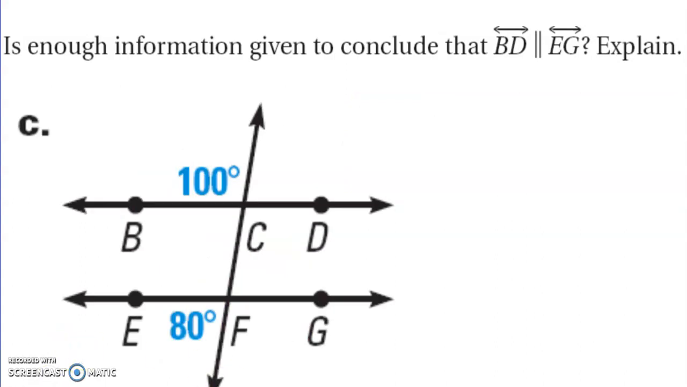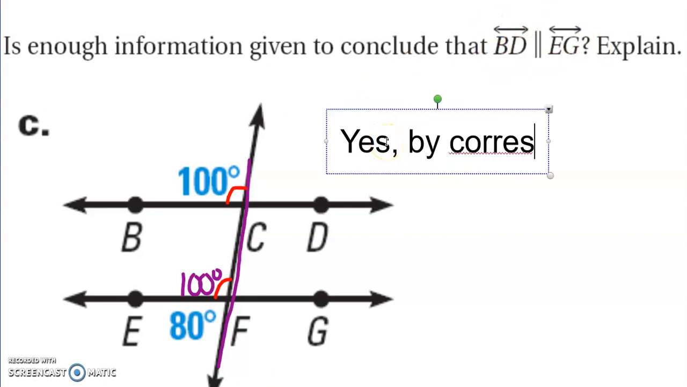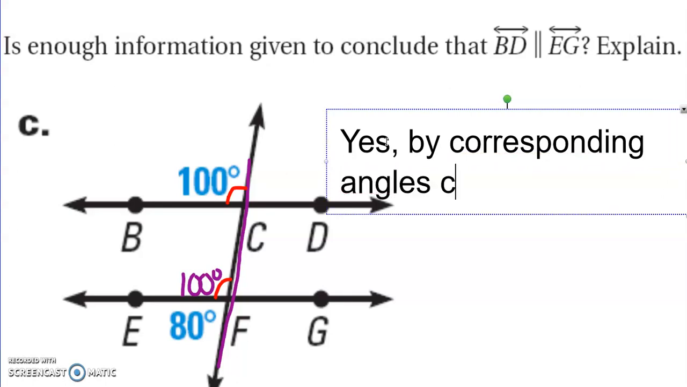Again, you want to see what additional information you can gather. We do know that there's 180 total degrees in a line. Since this angle measures 80 degrees, we know that this angle measures 100 degrees because these two angles make a straight line. They're a linear pair. So now we do have a set of corresponding angles that are congruent because they're the same measure. So we can conclude that those two lines are parallel by the corresponding angles converse.